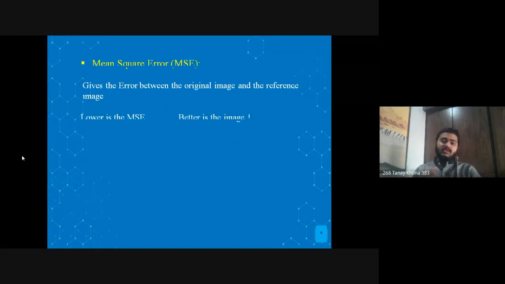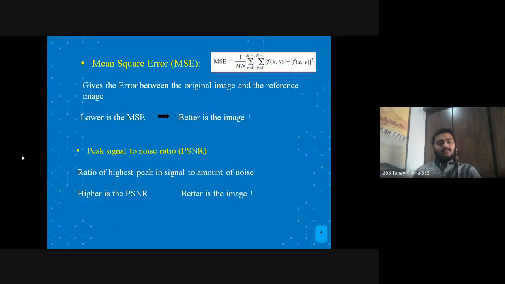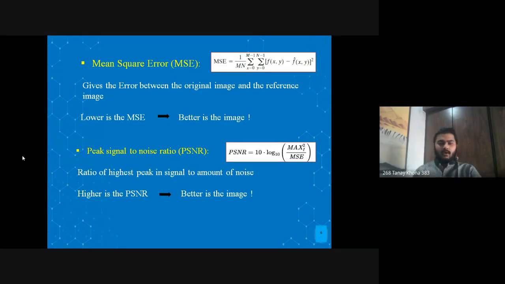Now, to see our result quantitatively, we need to see these two things: mean square error (MSE) and peak signal to noise ratio (PSNR). The mean square error gives us the amount of noise which is still remaining after the filtering of that image, through the equation which I have displayed over here. And peak signal to noise ratio is the ratio of the highest peak in that signal. We are using an 8-bit image, so that highest peak would be 255, to the mean square error value which we have already obtained.